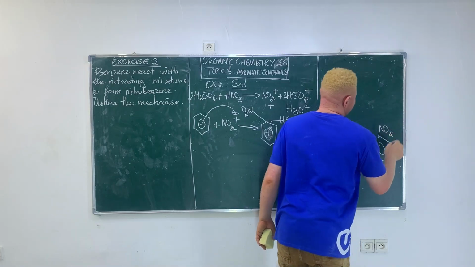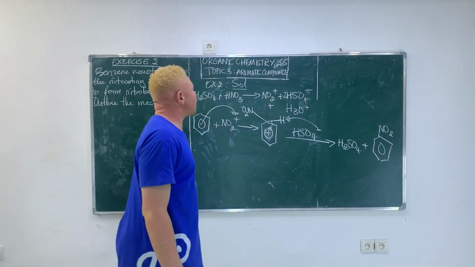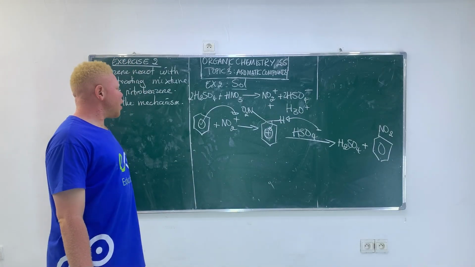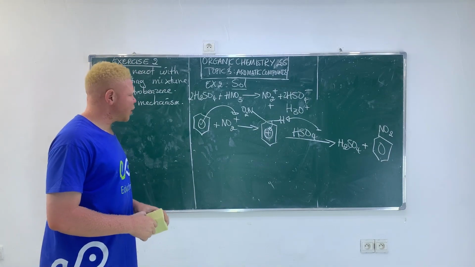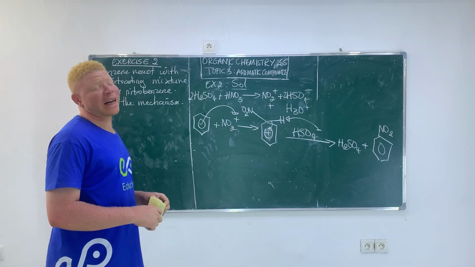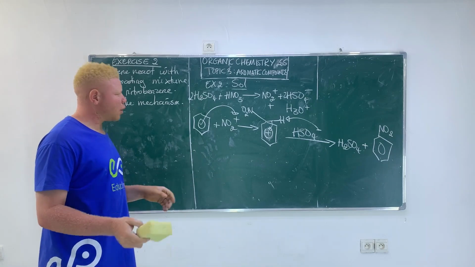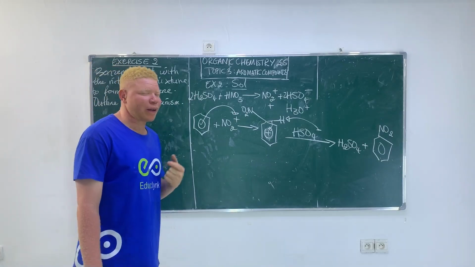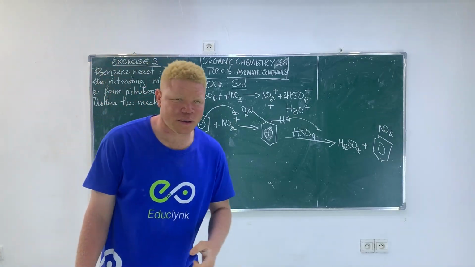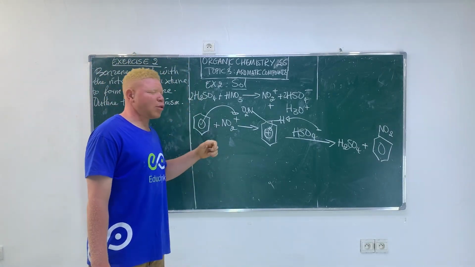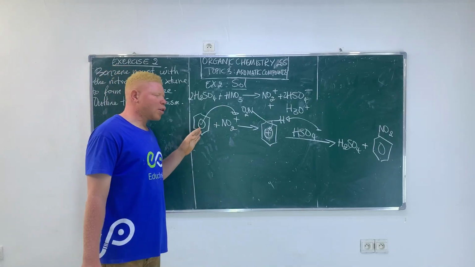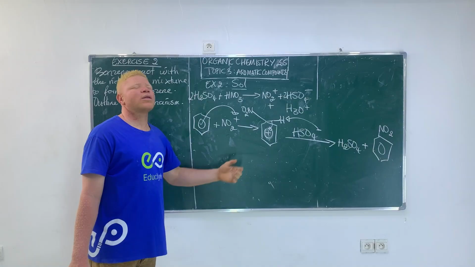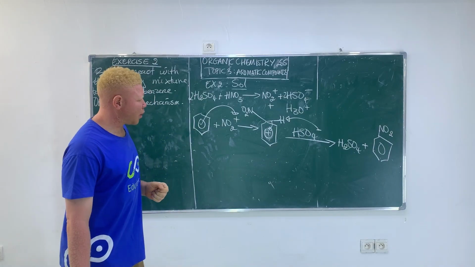So in the outlined mechanism, the reaction is electrophilic substitution. We have the benzene ring, which is electron rich. It has a high affinity towards electrophiles. So the rich benzene ring attacks the NO2 plus, leading to an organic intermediate.